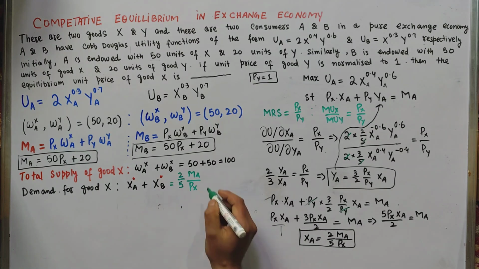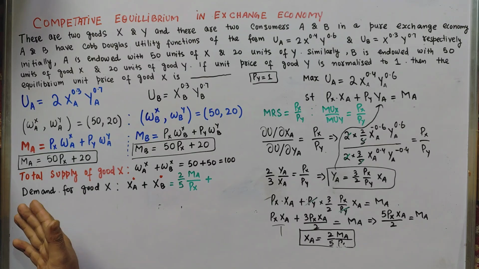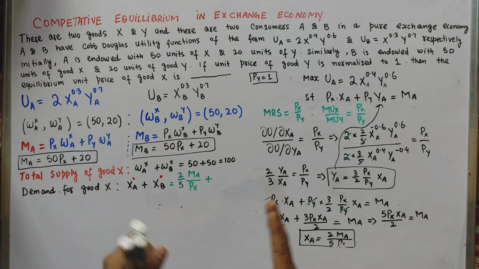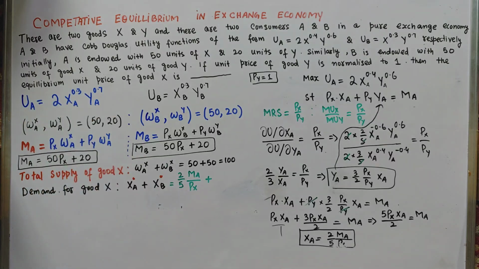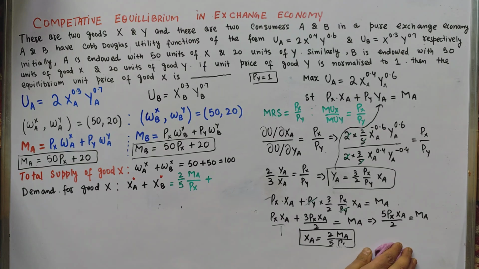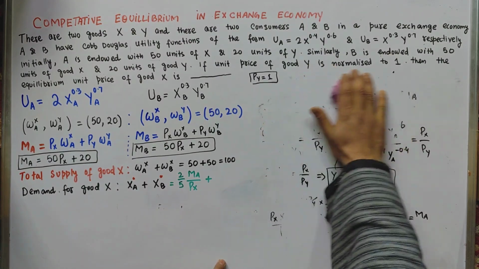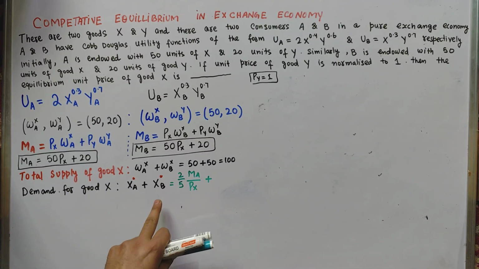Okay, plus we have to find out the demand function for good B. Since we are interested in the competitive equilibrium, what we mean at equilibrium is that demand for good x should be equal to supply of good x. We are not solving for good y for the obvious reason, because we only need to find out the equilibrium price, and it will be enough to solve for one market here. Okay, so in the same manner we need to calculate the demand for good x by consumer B.